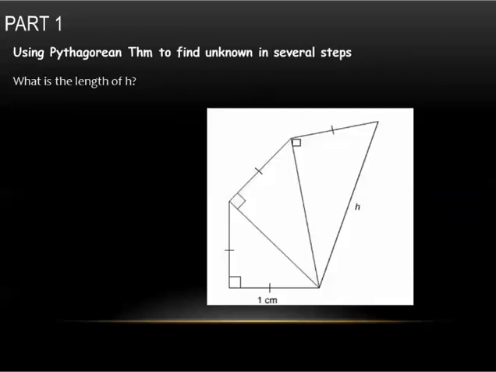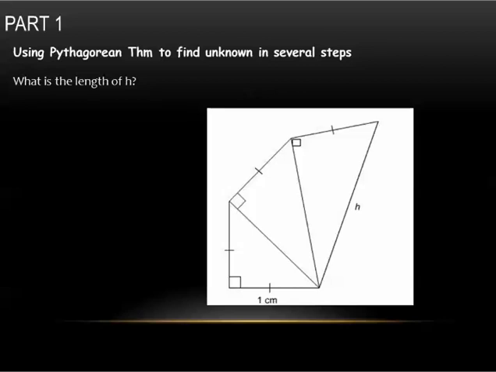All right. I like these kind of problems. These are puzzles, okay? Now, what you're going to need to know up there, it says using the Pythagorean theorem to find unknown in several steps. Well, let me tell you, you could use the Pythagorean theorem for this, but it's a lot easier to use, for your first problem, a special right triangle.